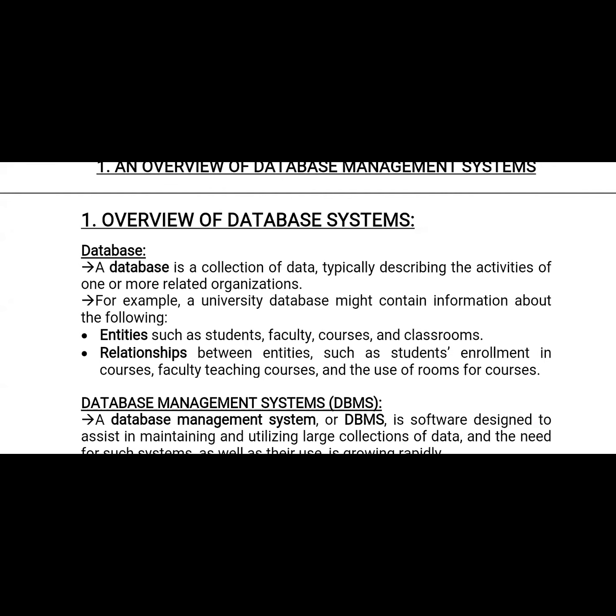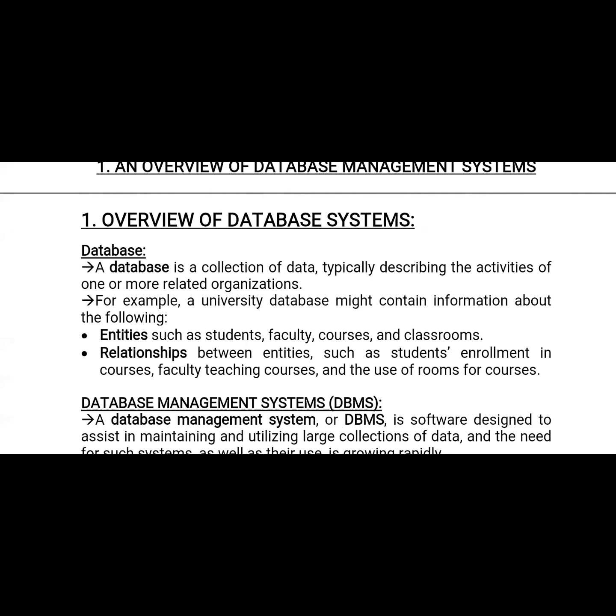A database is a collection of data typically describing the activities of one or more related organizations. For example, a university database might contain information about the following things. Where we are maintaining a lot of data, we rely on a database. Consider our university. We also know what a university is and what its functionalities are. Which type of information is maintained by the university, right?